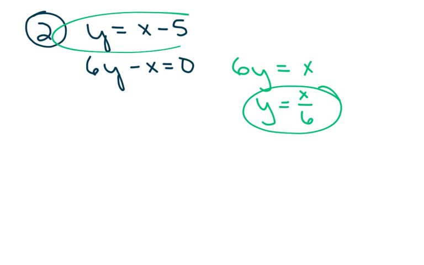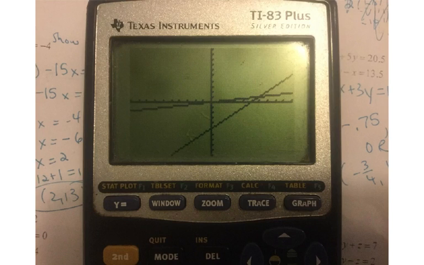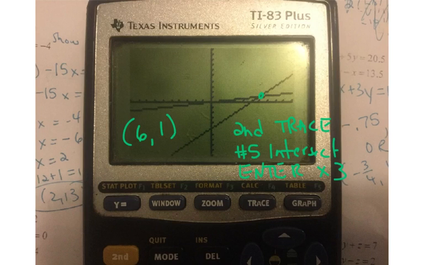And then I'm going to graph both of these in y equals on my calculator. So then you would see this. And you know the point of intersection is right there. To find it, you hit second and then the trace button. Number 5 is intersect, and then you hit enter, enter, enter until you see the word intersection at the bottom of the screen, and it should tell you that the intersection is at 6, 1, which makes sense because it kind of looks like it's at around 6, 1.